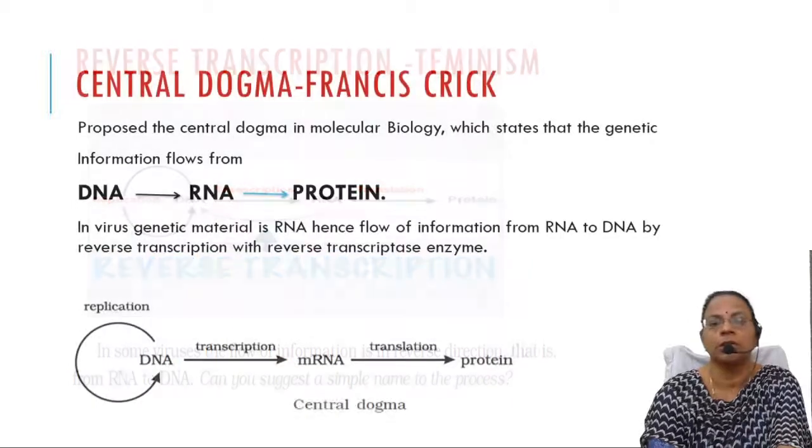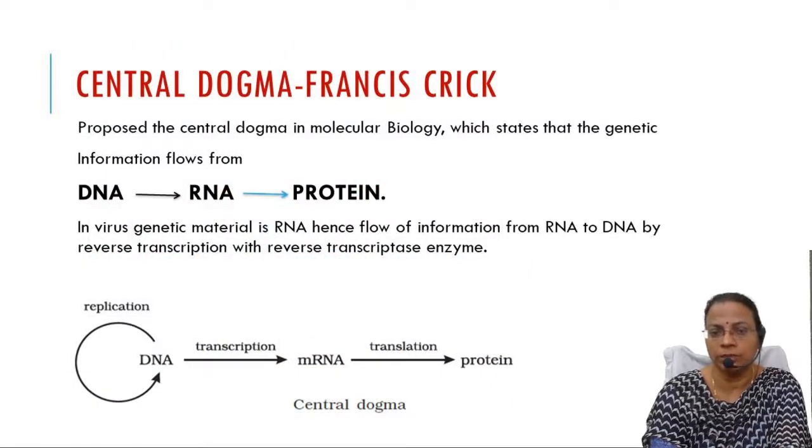That is the previous slide where I have shown this flow chart, and you have to explain. It is a unidirectional flow of information from DNA to RNA. DNA to RNA, the process is called transcription. And mRNA to protein, the process is called translation. And DNA to DNA, that is replication. Okay, so that flow chart is very important.